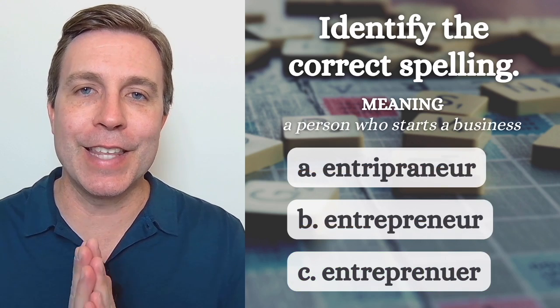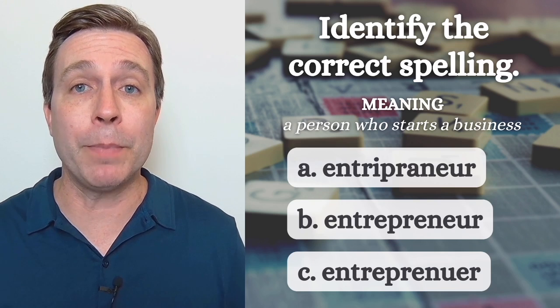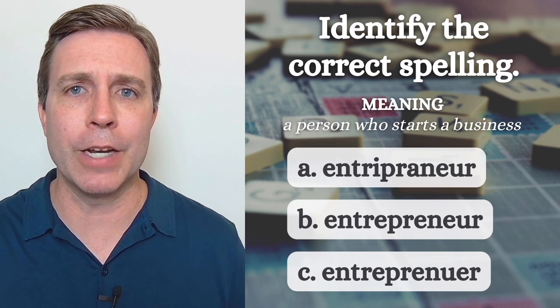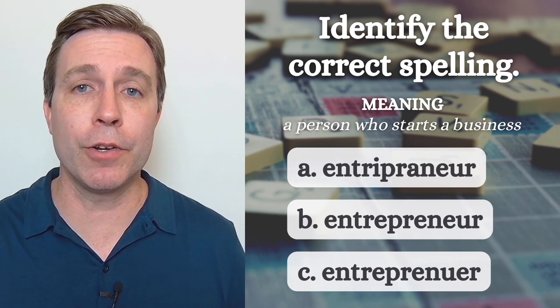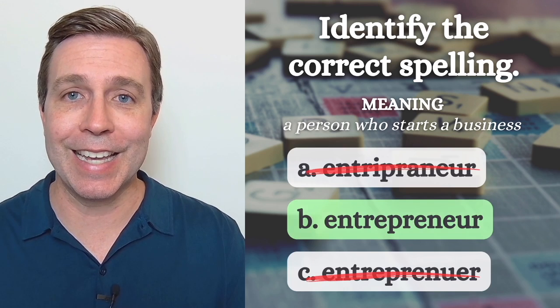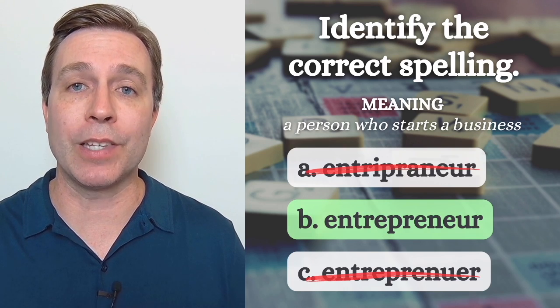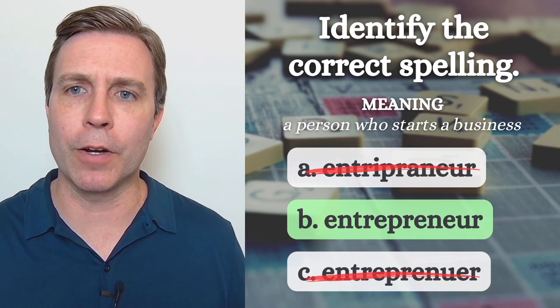How about this word, entrepreneur? This is someone who starts a business. I believe that this word is borrowed from French, entrepreneur. And the correct spelling for entrepreneur is B. So keep in mind that the stress is on that final syllable when you're pronouncing this word, entrepreneur.